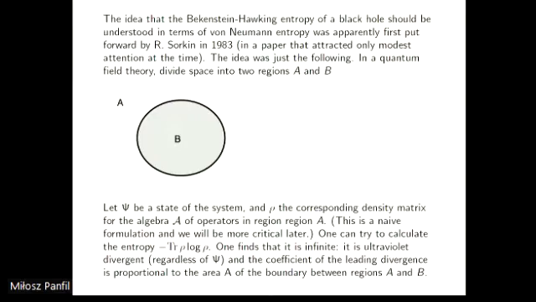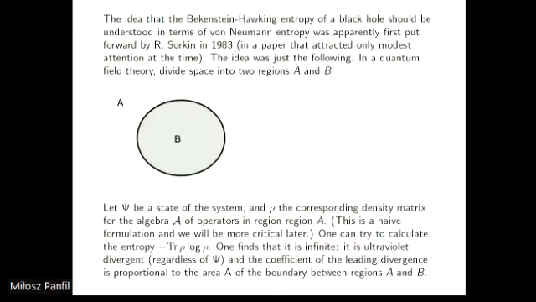Now, the idea of interpreting the Bekenstein-Hawking entropy as von Neumann entropy goes back to Raphael Sorkin in 1983. His idea was the following. In a quantum field theory, divide space into two regions, A and B. In his application, B is the region behind the horizon, A is the region outside the horizon of a black hole. But for the moment, consider any two regions. Let psi be a state of the whole universe and rho the corresponding density matrix for the algebra A of operators in region A. That's a naive formulation, and we'll have to be more careful later.